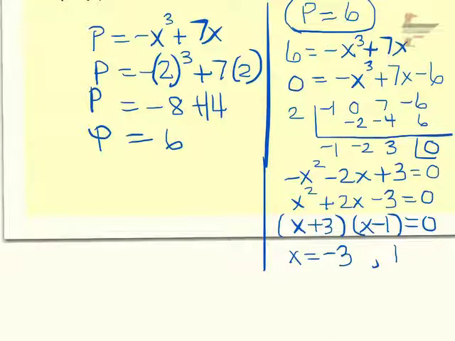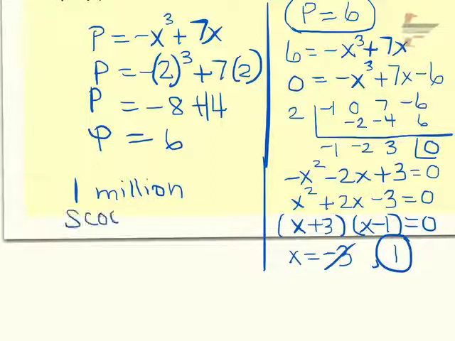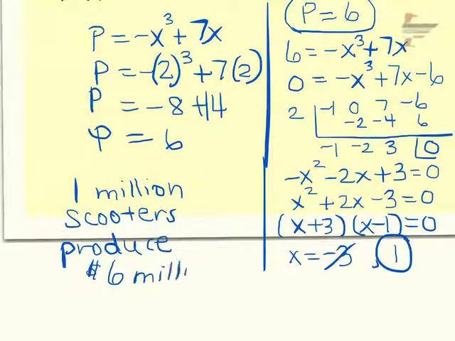Now, I'm talking about number of scooters. Well, I cannot have a negative amount of scooters, so I know that it's going to be 1, but this is in millions, so 1 million scooters will also produce that same profit. I don't know that it was maximum, so 6 million, I think it was, dollars. So not too bad of a problem.